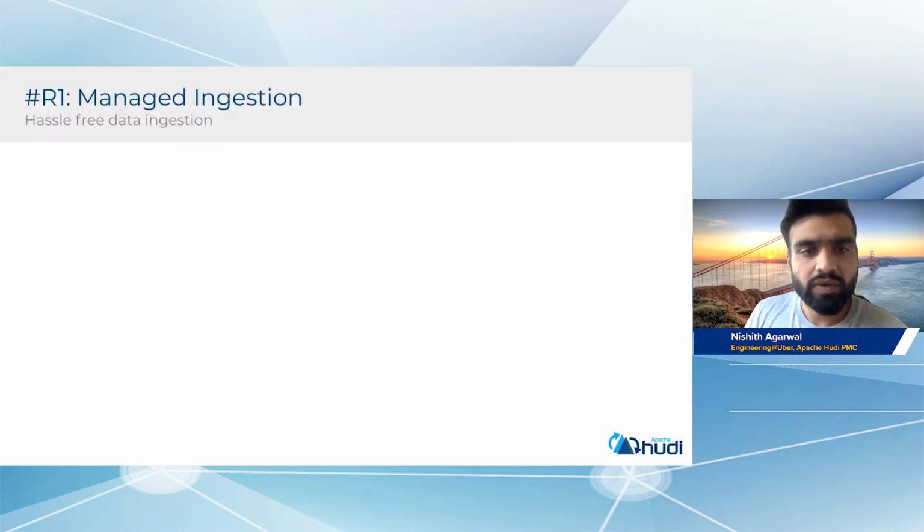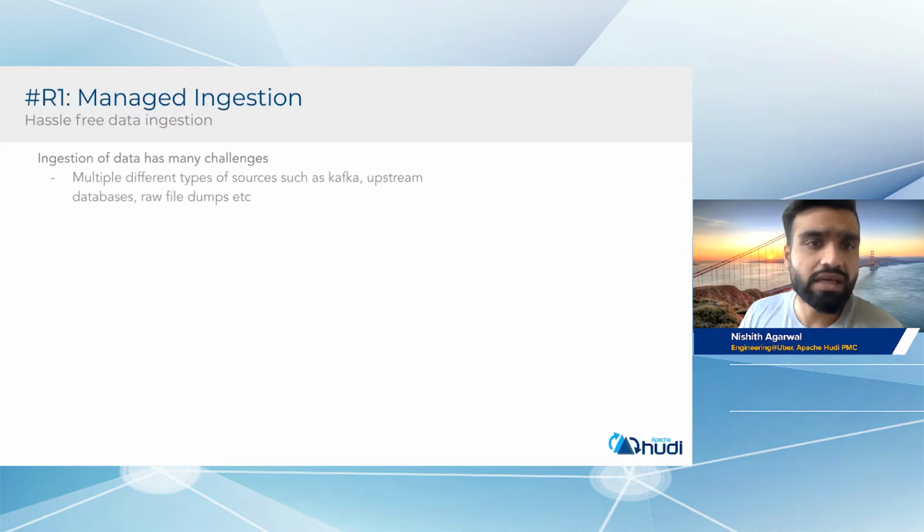So let's look at the requirements of the data lake, right? So you want hassle-free data ingestion. And ingestion has many challenges. You have multiple different types of sources: Kafka, raw file dumps, upstream. How do you build a system that just plugs in all of these components? You want to auto scale for spiky traffic, right? Or for maybe organic explosion and growth.